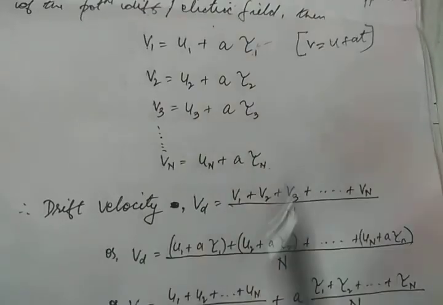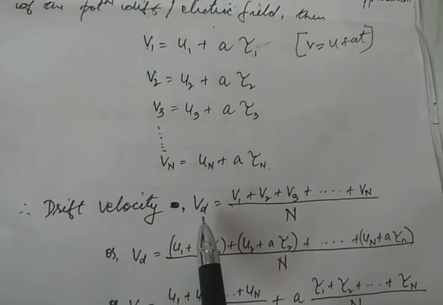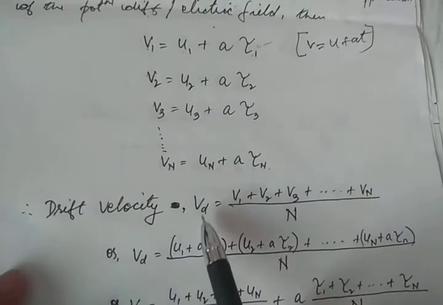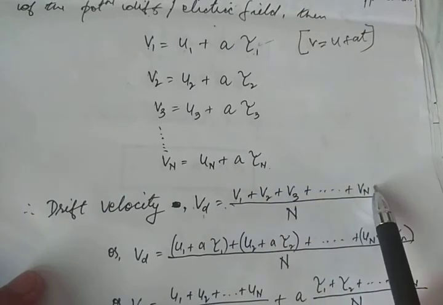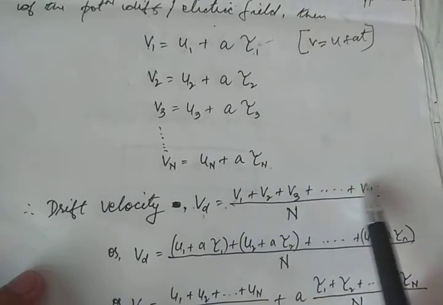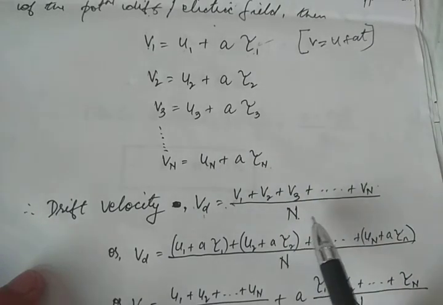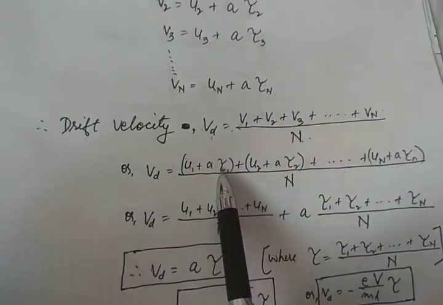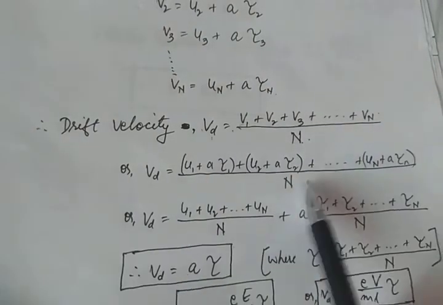So what is drift velocity? Like we already mentioned in the definition, it is the average velocity with which the electron drifts. Therefore vd is the average of v1, v2, v3 up to vn, that is v1 plus v2 plus v3 plus dot dot dot plus vn divided by capital N, where capital N, don't forget, is still the total number of free electrons. Substituting for v1, v2 and so on, vd becomes u1 plus a tau 1 plus u2 plus a tau 2 plus dot dot dot plus un plus a tau n divided by capital N.